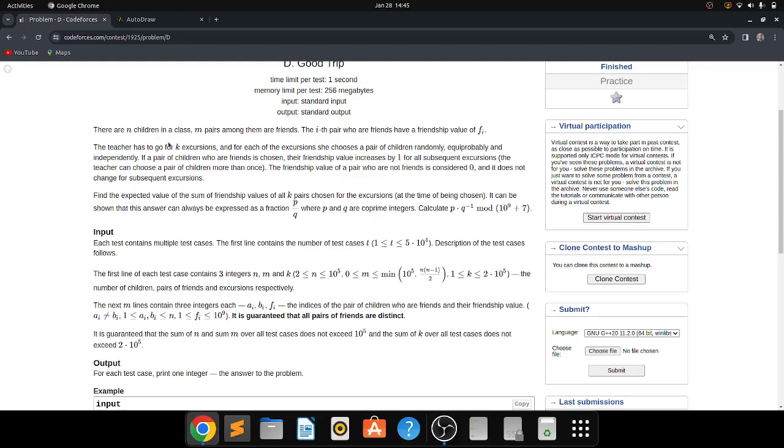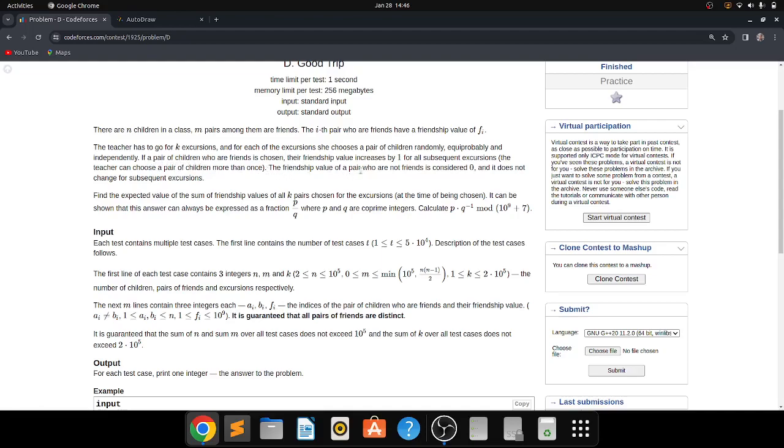The teacher has to go for k excursions and for each of the excursions she chooses a pair of children randomly, equiprobably and independently. If a pair of children who are friends is chosen, their friendship value increases by 1. For all subsequent excursions, the teacher can choose a pair of children more than once.